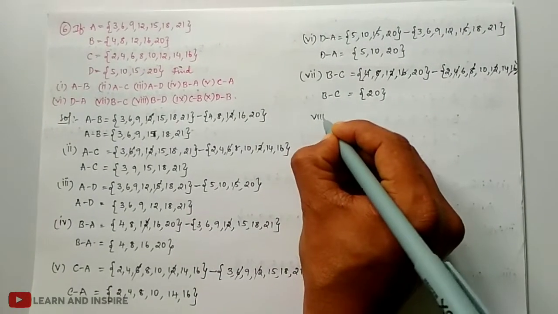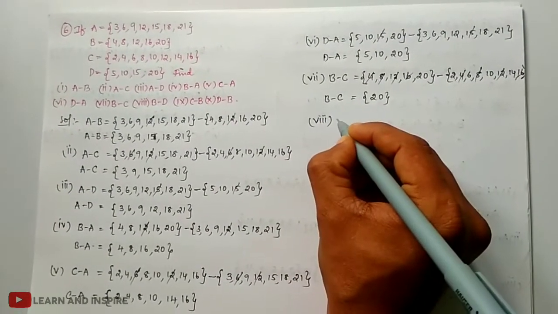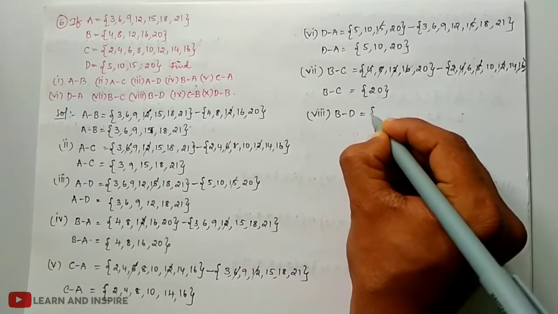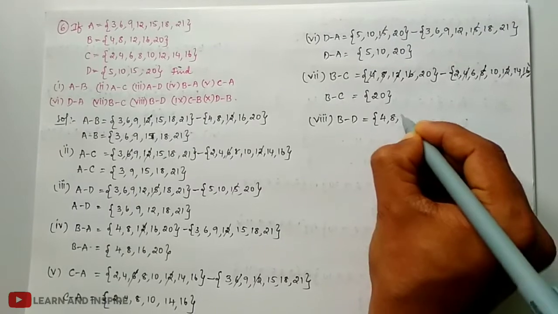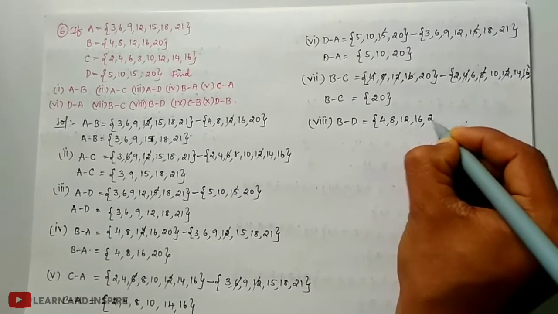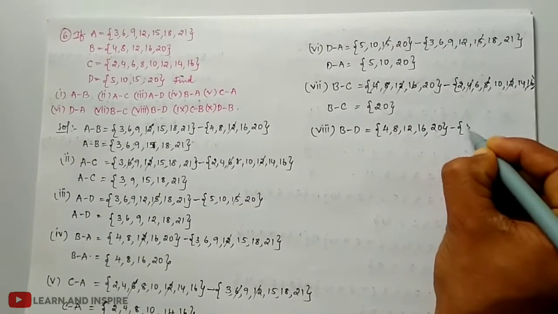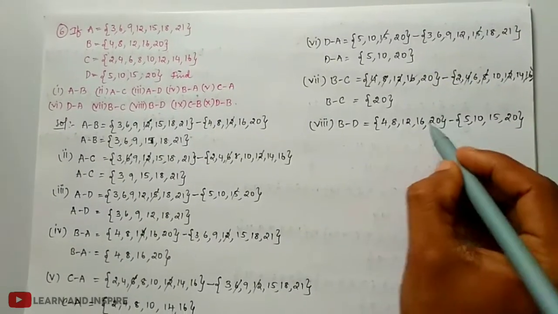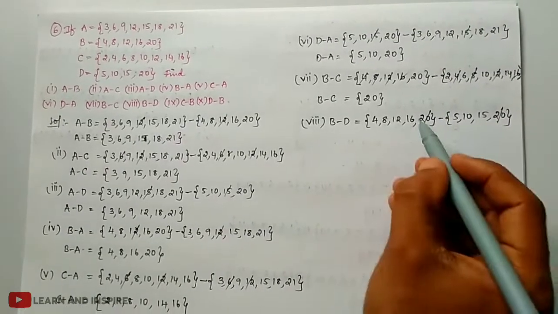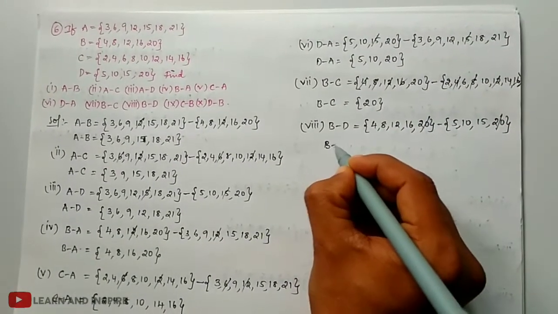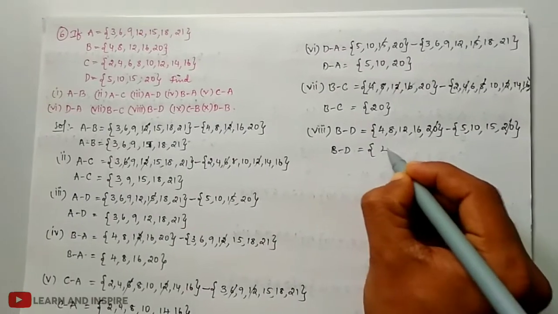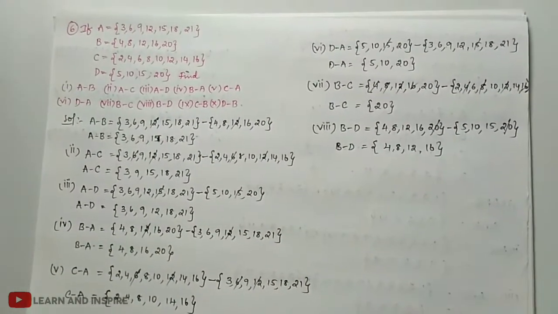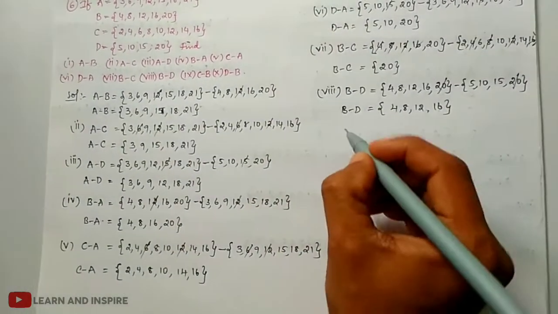Next one, the eighth one, B minus D. Set B elements 4, 8, 12, 16, 20 minus 5, 10, 15, 20. So what are the common elements? 20, 20. We can cancel. And what are the remaining elements present in the first set? 4, 8, 12, 16 are the remaining elements present in the first set. So that is B minus D.